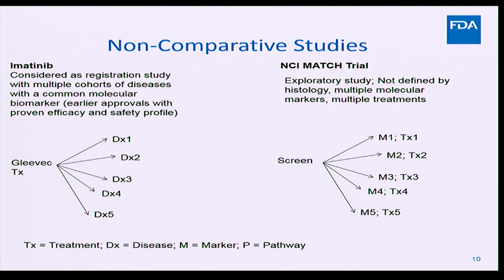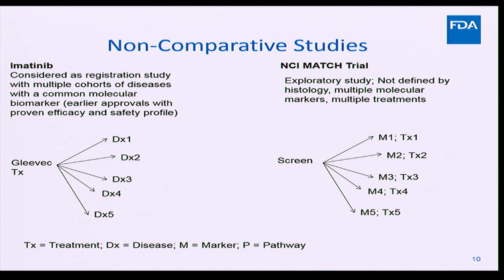But in the same space of master protocols, you can have non-comparative studies. The very first one, which was not named as a basket trial or a master protocol, was the imatinib trial, where there were I believe 40 plus diseases that were studied in that study. But then imatinib was approved by earlier approvals, and it had a proven efficacy and safety profile, and 5 specific cohorts from that group. These were all single-arm cohorts. It was just a cohort of multiple diseases, all of them treated with Gleevec. And they all had the common molecular biomarker. And the drug approval was based on response rate from this study.